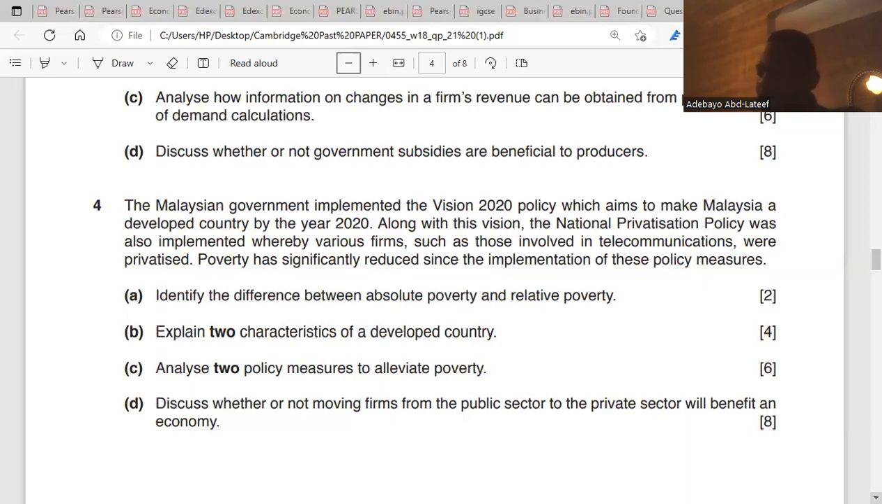Go to C. It said, analyze 2 policy measures to alleviate poverty. Poverty can only be alleviated. It cannot be eliminated. You can only reduce it. So how to reduce poverty? It's the work of the government. Government could increase social benefits, such as unemployment benefits. So if government increases unemployment benefits, those that are unemployed would have income and they will be able to afford the basic needs. So they will be moving from abject poverty to maybe relative poverty.